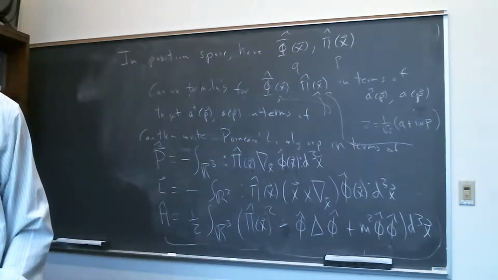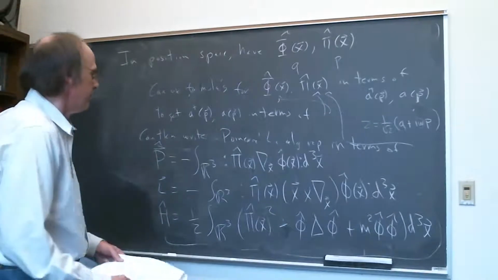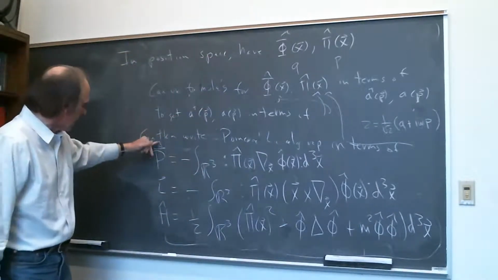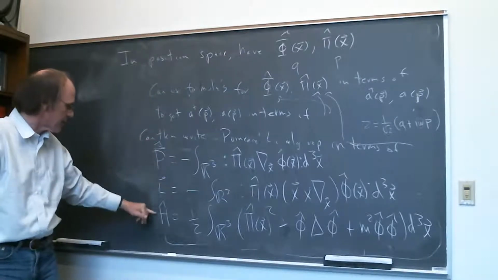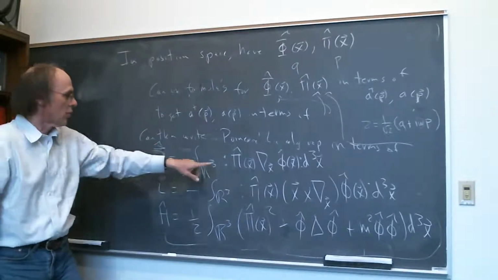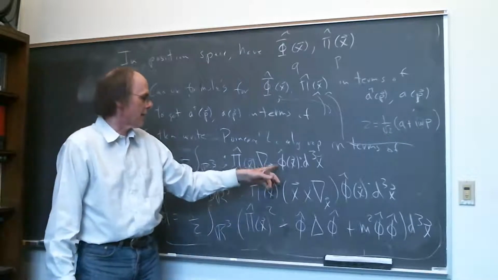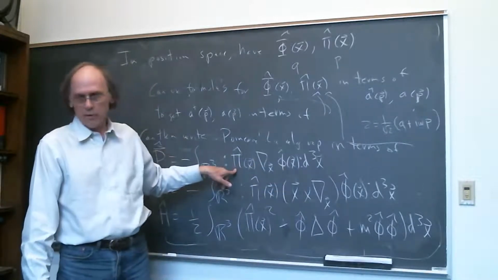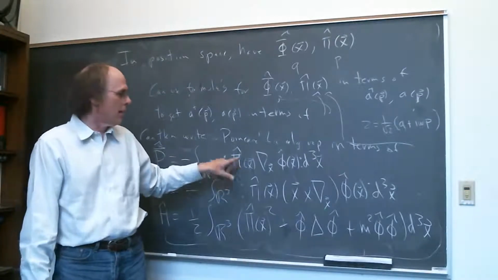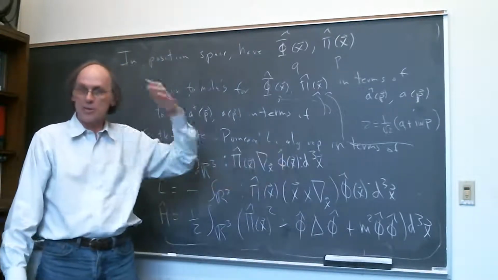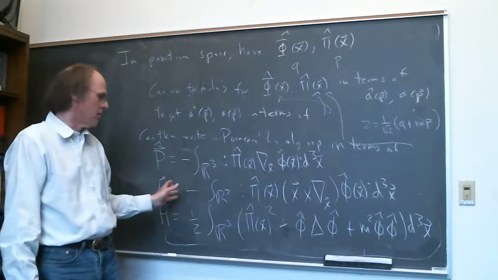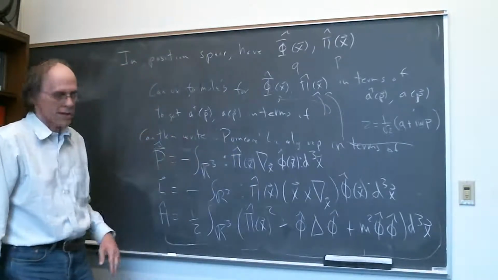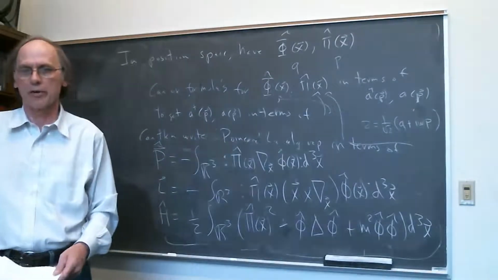Okay, and then again, same story. You can calculate the commutation relations of any of these quadratic things just using the standard fact that the commutator of phi of x with pi of x prime is delta of x minus x prime. Using that standard commutator, you can show that these things satisfy the commutator relations of the Poincare group.